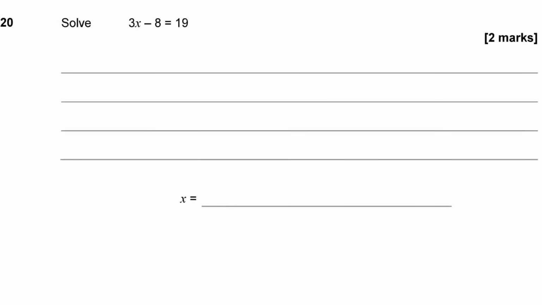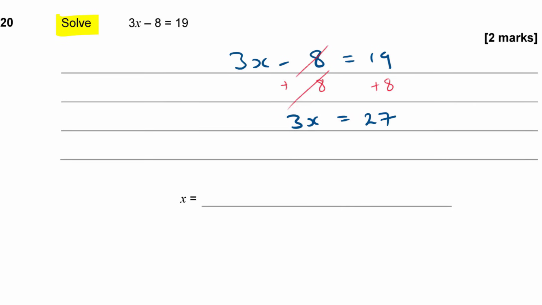So 3x minus 8 is equal to 19. Okay, so I've got 3x minus 8 is equal to 19. Now if I want to solve it, that means to find the value of x. So we need to get x by itself. Now I can do that firstly by adding 8 to both sides. That's going to get rid of that 8 on that side, because negative 8 plus 8 is 0. So that is going to give me 3x is equal to 19 plus 8, which is 27.